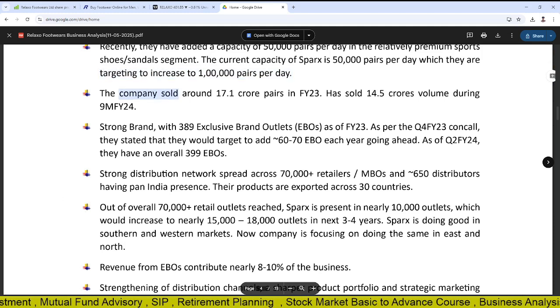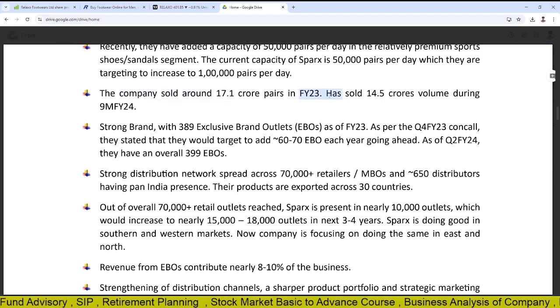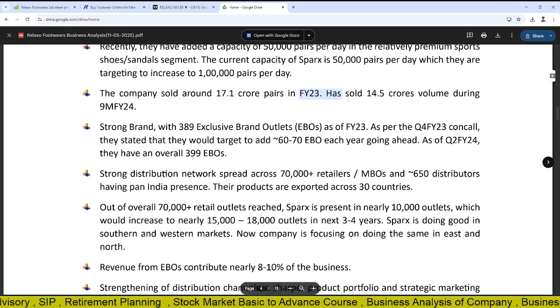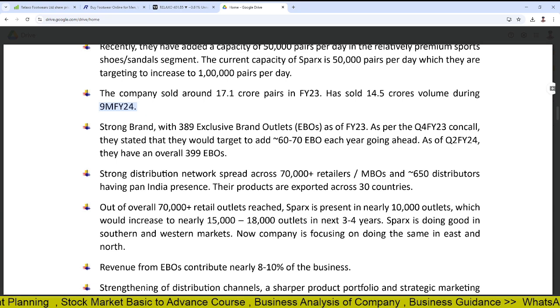The company sold around 17.1 crore pairs in FY23 and has sold 14.5 crore volume during 9M FY24. 9M FY24 means the months from March to December. There are 4 quarters, quarter 1, quarter 2, quarter 3 and quarter 4, so we are considering the first 3 quarters. The first 3 quarters are called 9M FY24.